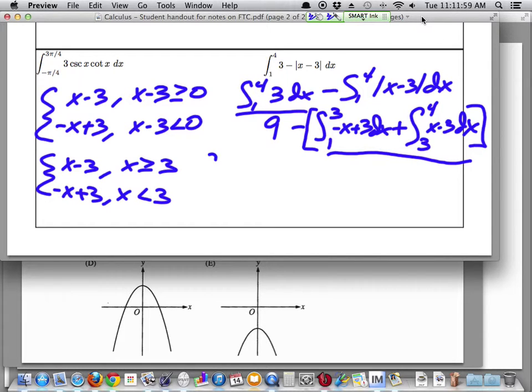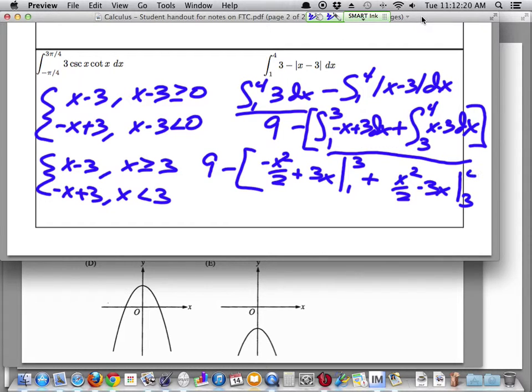Okay? So I've got 9 minus, what do I get when I integrate negative x plus 3? Negative x squared over 2 plus 3x, and we're doing that one from 1 to 3. On the next one, integrate, that gives me x squared over 2 minus 3x, and we're doing that one from 3 to 4.